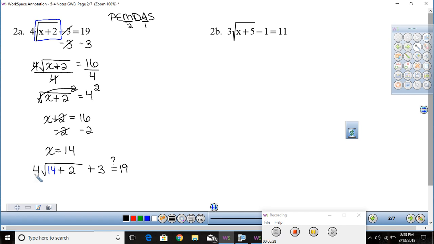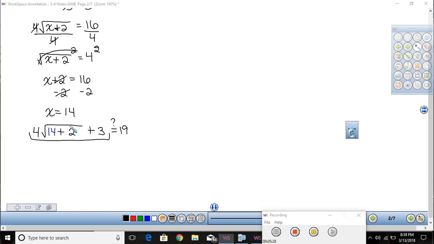Well, if I were to just plug this left-hand side into the calculator, it'll just calculate that for me. But since I'm doing this on the screen here, 14 plus 2 is 16. So then I have the square root of 16, which is 4. And then order of operations tells me I've got to multiply first. So 16 plus 3 is 19. So everything is all good. X equals 14.